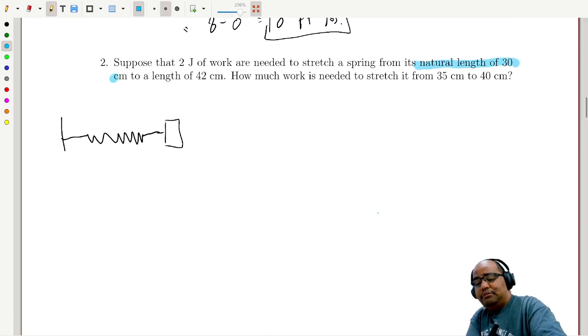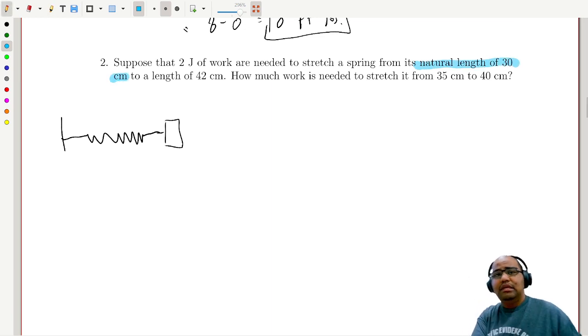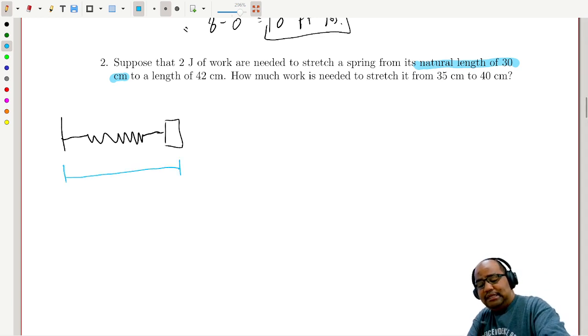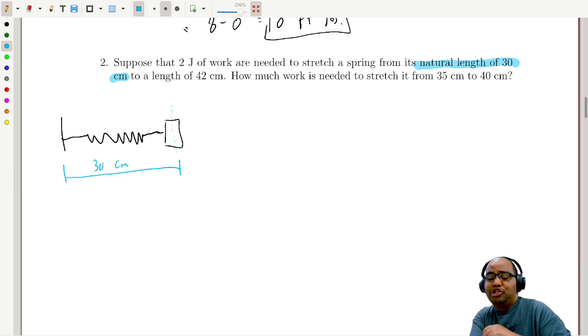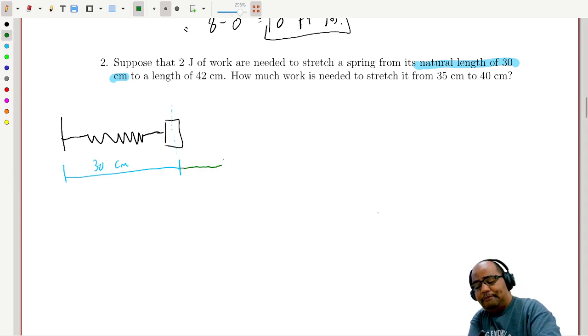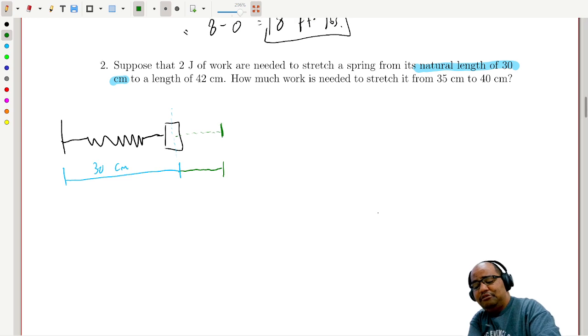Natural length of 30 centimeters. What that means is that at equilibrium, the spring is 30 centimeters long. So 30 centimeters long here. We'll go down the center there at the block of our mass here. And we're going to stretch it to 42 centimeters. So if I stretch it, then this additional green distance gets it to 42 centimeters. Well, what's that difference there? It's 12 centimeters, since 42 minus 30 is 12 centimeters.